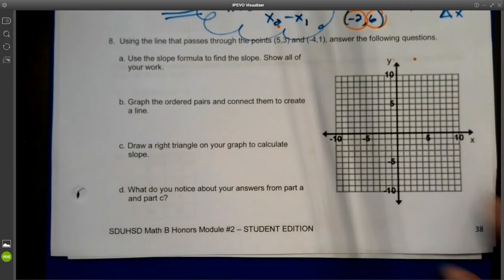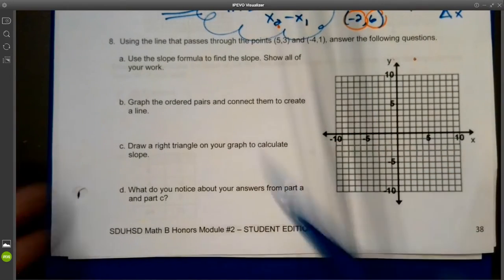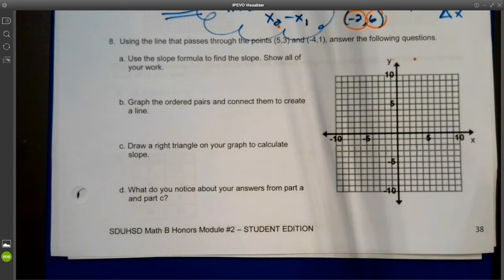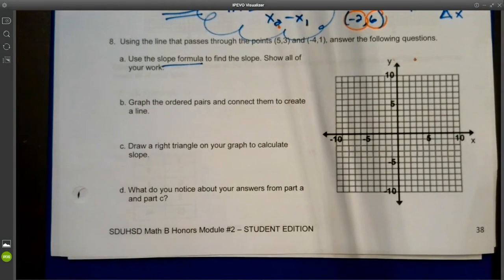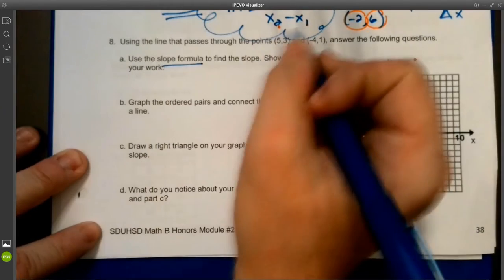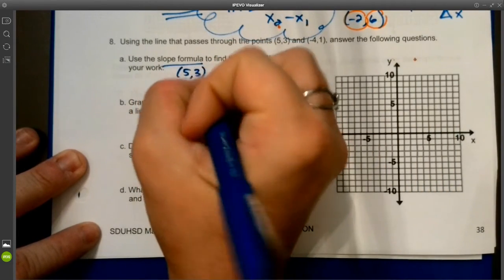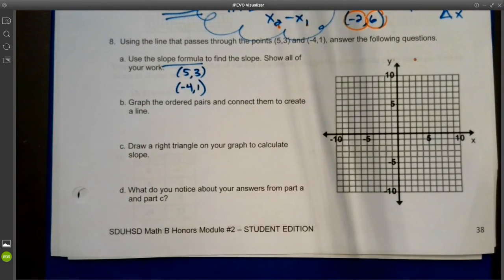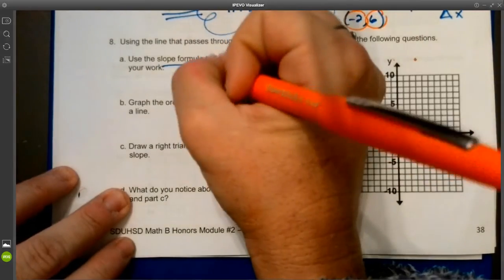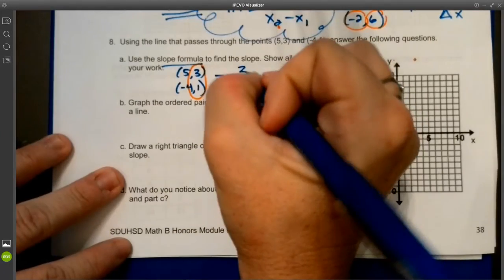Let's look at number 8. So using the line that passes through these 2 points, we're going to answer the following questions. Use the slope formula to find the slope. We're not graphing. We're going to find the slope without graphing this. So that means I'm going to take 5, 3. And I'm going to take negative 4, negative 1. And what am I going to do? I'm going to subtract the y values, because the y values will go on top. So I'm going to take 3 minus negative 1.